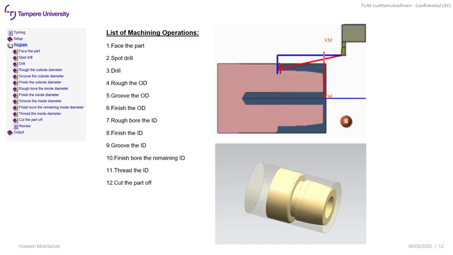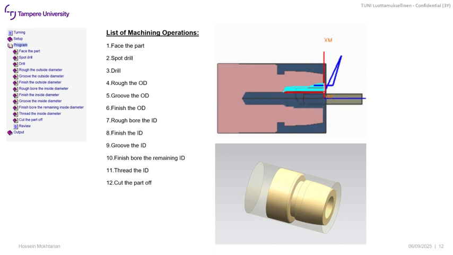followed by the groove of outside diameter, finishing outside diameter, roughing bore inside diameter, finishing inside diameter, followed by groove, finishing bore of remaining internal diameter, and then thread cutting if it is inside or outside. In our case, it's actually outside, but this is another tutorial that was supposed to be an inside thread, and cut off the parts.